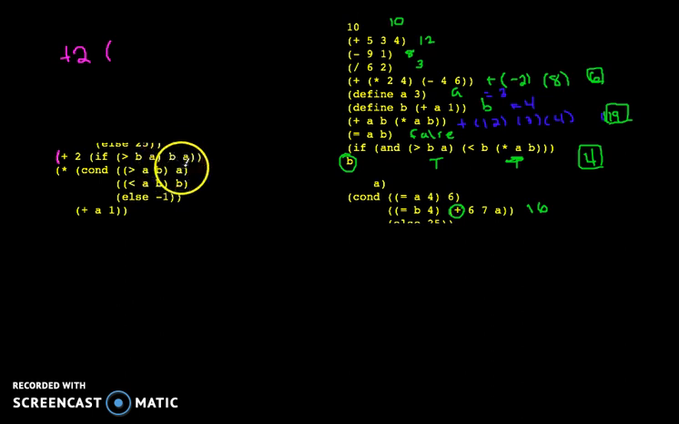B is greater than B, A, B is less than B, B, otherwise negative 1. So we're going to have B. So this is going to return true. This is going to be false, so we're going to move to the next thing. This is going to be true. And then, oh, I'm getting my stuff mixed.